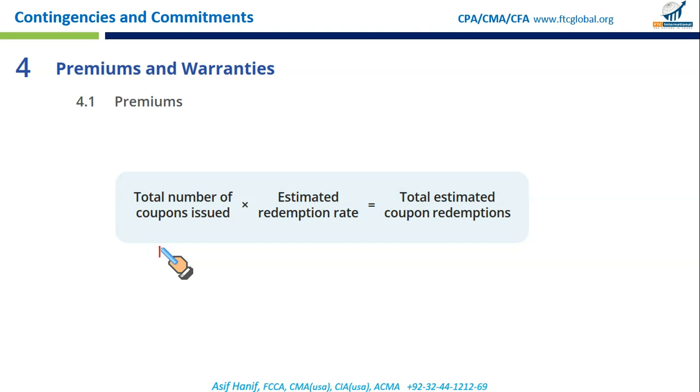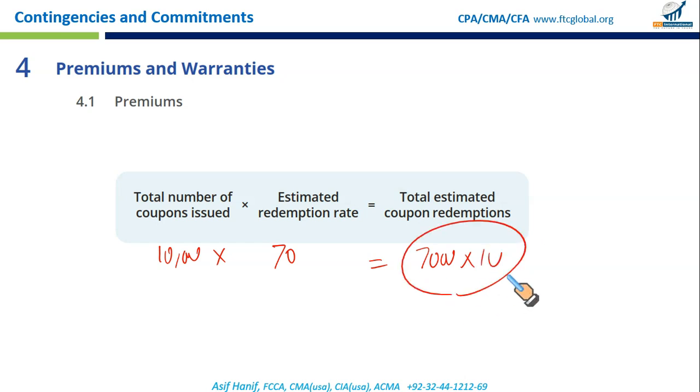This is the way we do it. Number of coupons issued, 10,000. Estimated redemption rate, 7 out of 10, or 70 out of 100. So the total estimated coupon redemption will be 7,000 and the cost is $10. So a $70,000 liability would be recorded. The important point to note here is that the estimated cost of premiums is recorded as an expense when the related sales occur. And these outstanding premium liabilities must be estimated to reflect the future obligations.